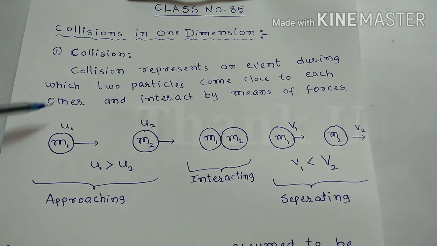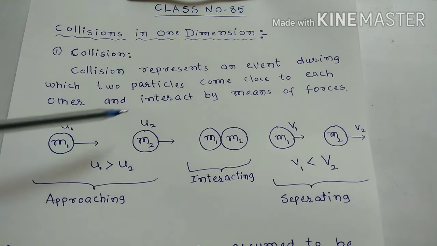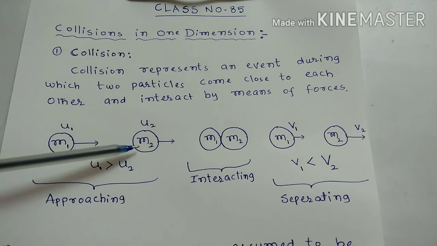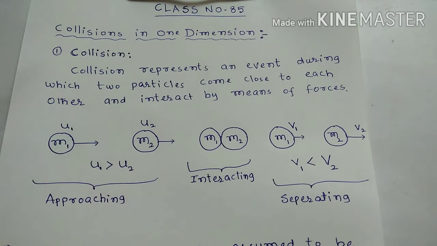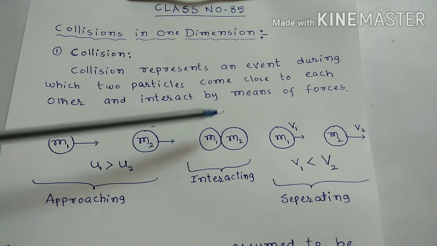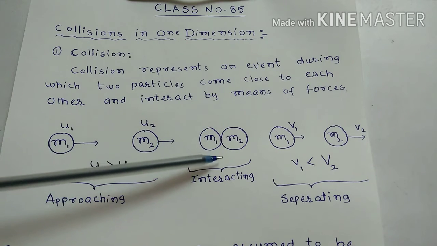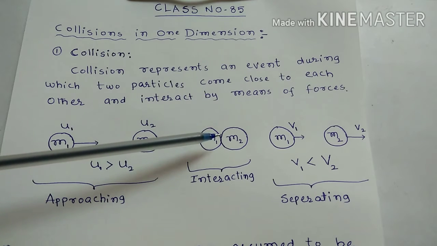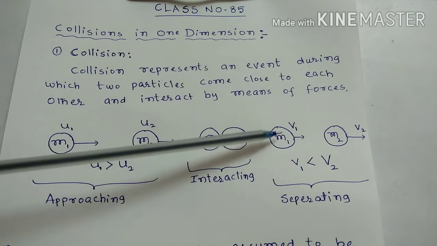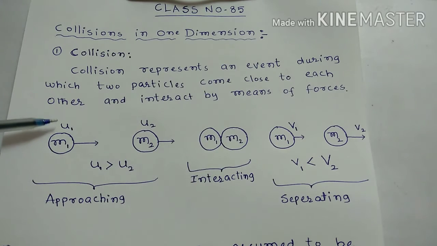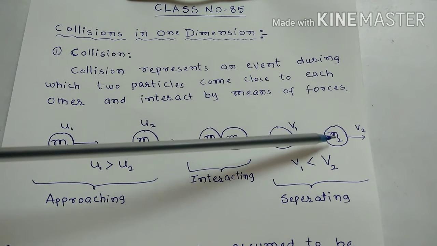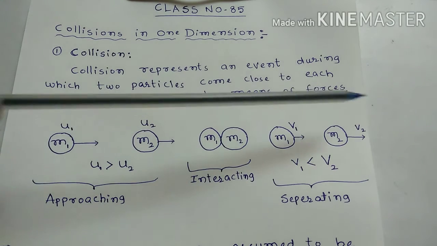One particle m1 is moving with velocity u1 along this direction. At the same time, another particle m2 is also moving along the same direction with velocity u2. But u1 is greater than u2. It means after some time, m1 will go and meet m2 like this. So here interaction is taking place. At this moment, they will interact and after that they will be separated. So m1's velocity changed from u1 to v1 and m2's velocity changed from u2 to v2.